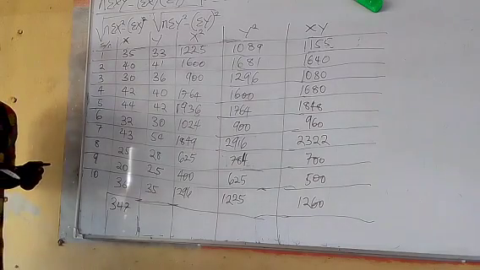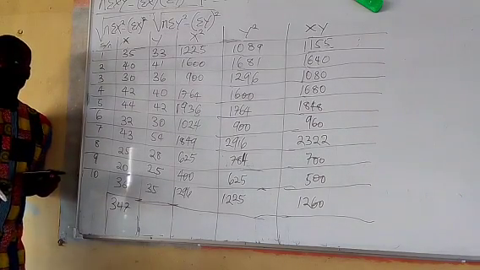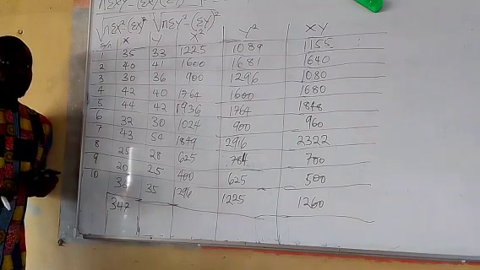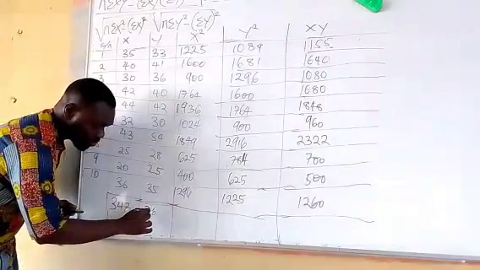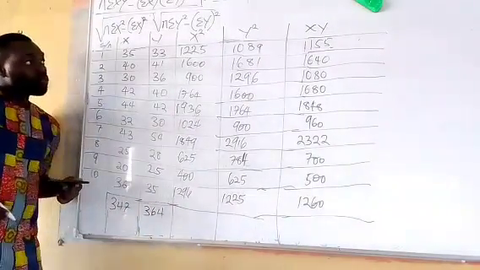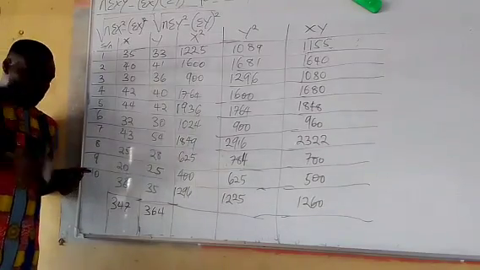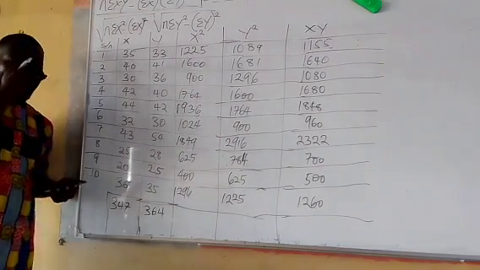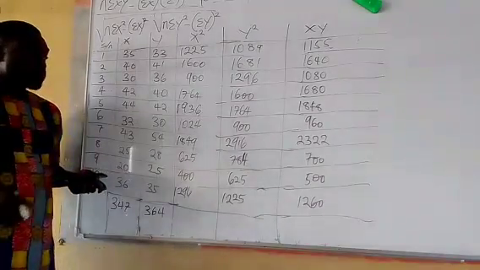Okay, for Y. Are we true? For Y? Okay, we're going to add all of them. All of them. Okay, for Y is 364, right? 364. Okay, for X square. X square. All right. 364. X square.